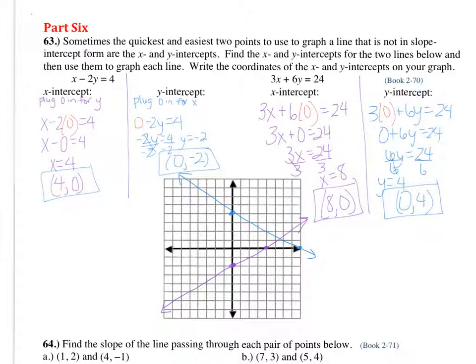So this was an example of graphing a line when the equation is written in standard form, where x and y are on the same side of the equal sign. It is easier to find the x and y intercept and then graph the line that way.